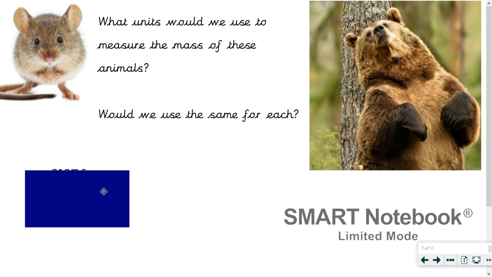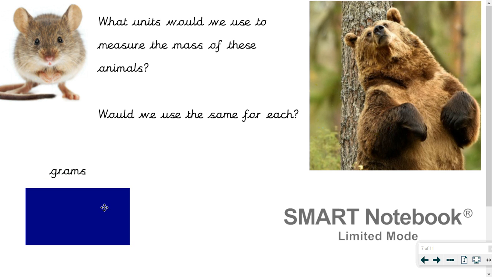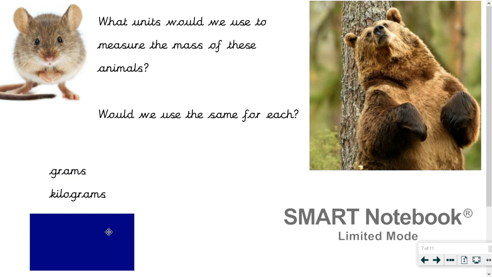So we've got grams, and we've got that word we've not used yet, kilo, or kilograms. So which one do you think you'd use? The bear, would you weigh him in grams? Would you weigh him in kilograms? And the mouse, the same. So we'd probably weigh the mouse in grams and the bear in kilograms, since the bear is heavier.